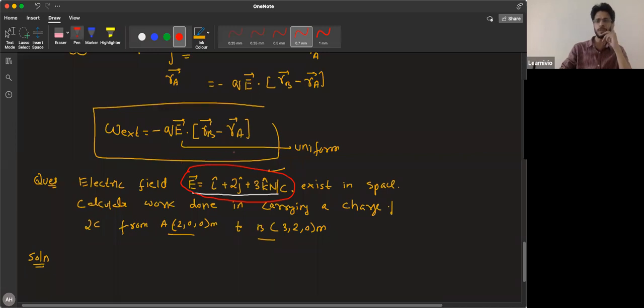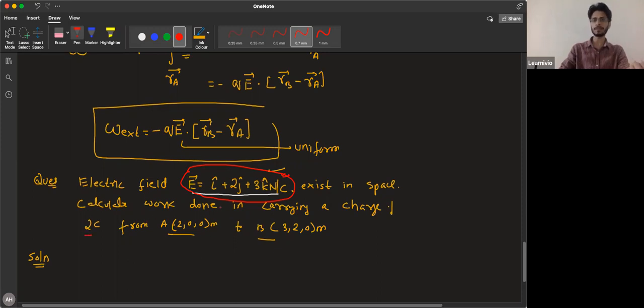Is this a uniform field or a non-uniform field? It's uniform. See, this field does not depend upon x, y, and z. It's a constant field: i cap plus 2j cap plus 3k cap. 2 is constant, 3 is constant, 1 is constant. i cap, j cap, and k cap are fixed directions. So that means this is a constant field. It's not a variable. So constant means it's a uniform field. You need work done to carry a charge of 2 coulomb from A to B.